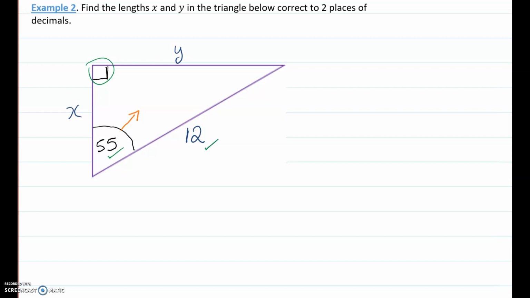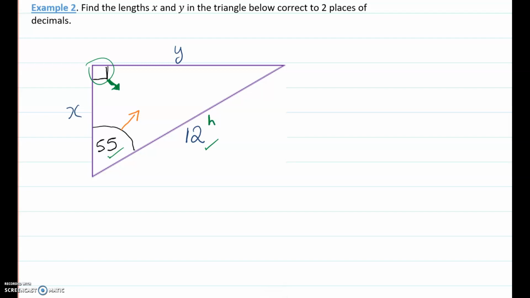Whenever we're dealing with one of these problems, the first thing we're going to do is label the three sides. Here was the right angle, and the side that faces the right angle, that the right angle is opposite, is always the hypotenuse. So that's the 12. Let's call this h for the hypotenuse.